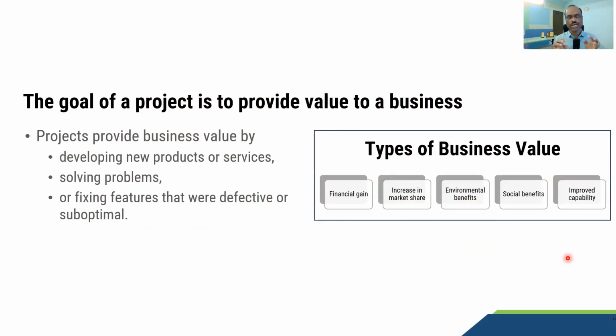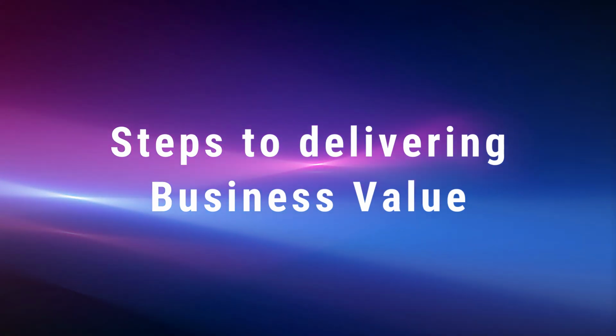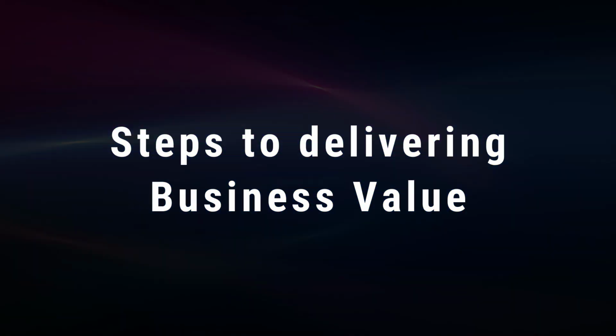So we all understood already that the goal of a project is to provide value to a business, and the type of business value could be a financial gain to the organization. It could be an increase in market share. It could be environmental or social benefits, or it could be an improved capability of the organization. Now, what are the steps to deliver business value? There are 5 steps outlined in a paper published on the PMI website.